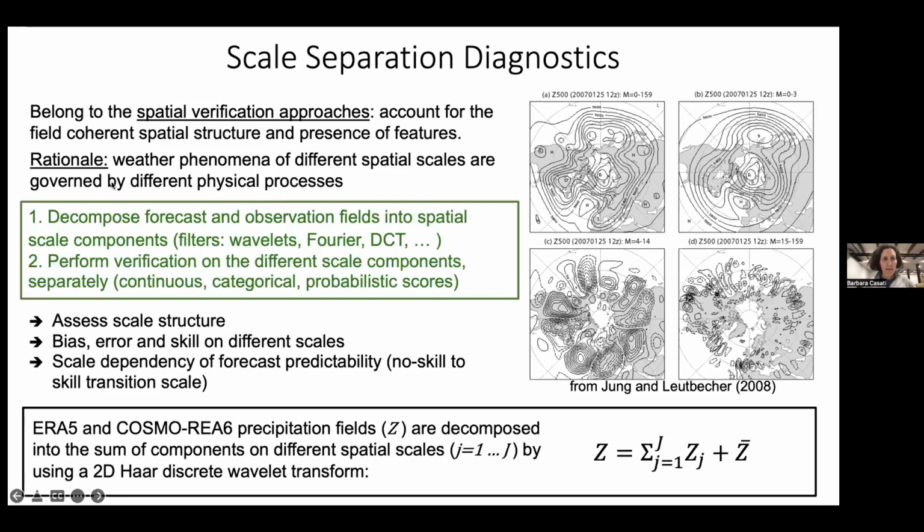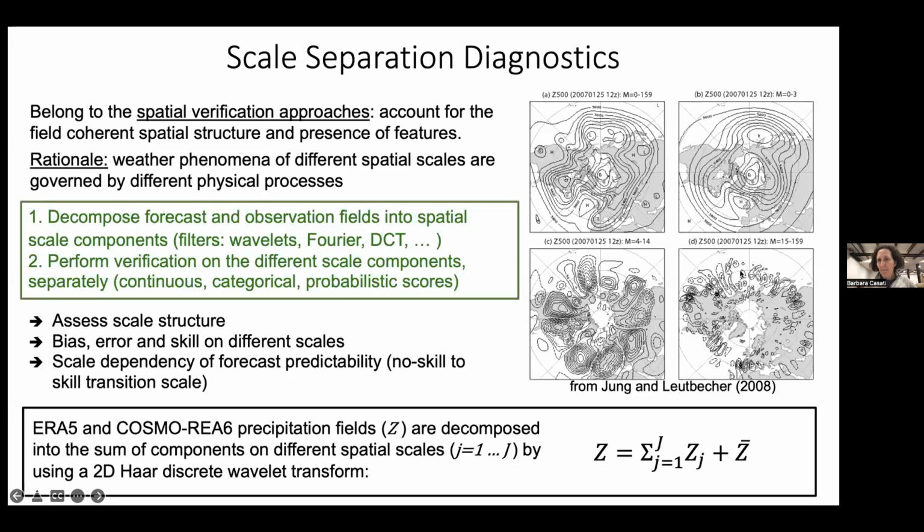The rationale behind these scale separation diagnostics is that weather phenomena on different scales are driven by different physical processes. So the idea is that if you provide verification that depends on the scales of the processes, you provide feedback on these different physical processes. So with the scale separation diagnostics, you can assess the scale structure, the bias, the error, and the skill on different scales. And you can analyze the scale dependency of the forecast predictability. So you have always, for example, a scale-to-scale transition.